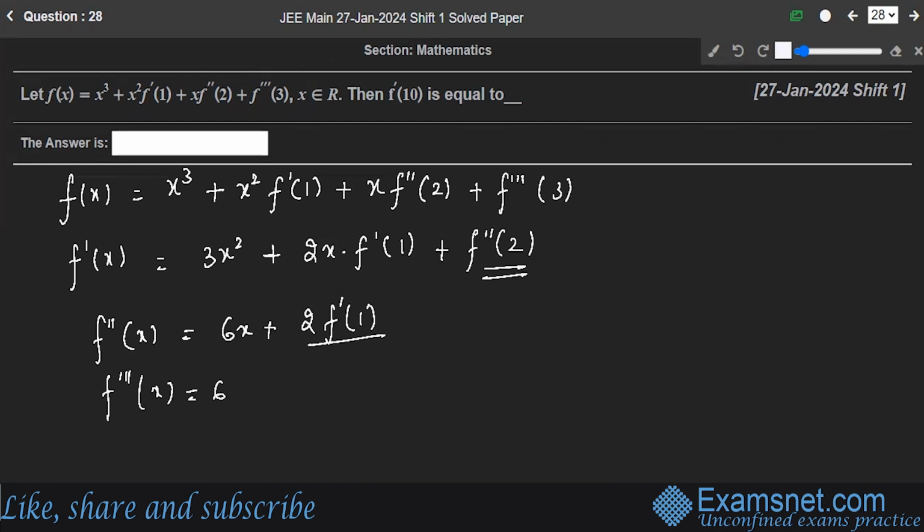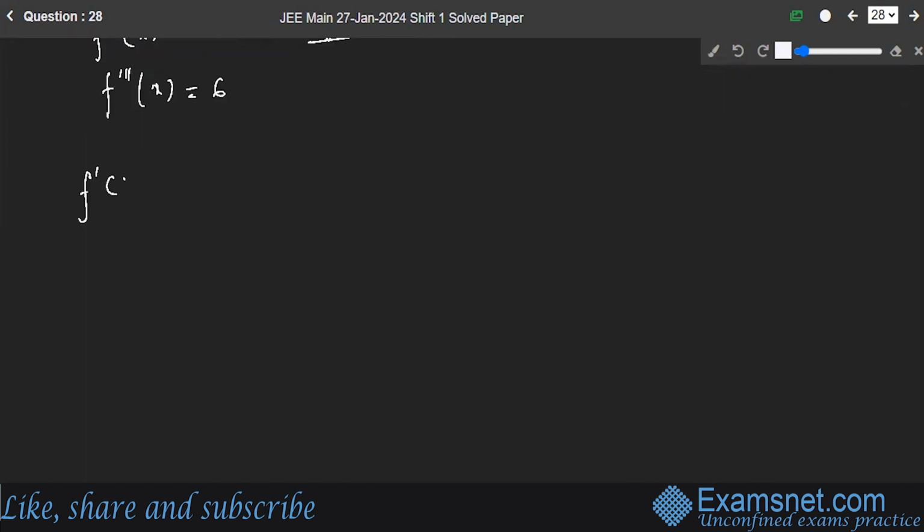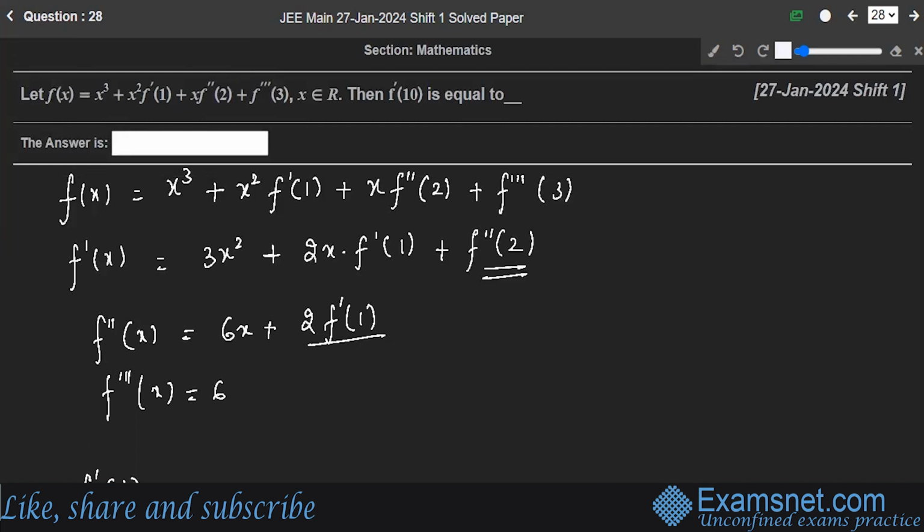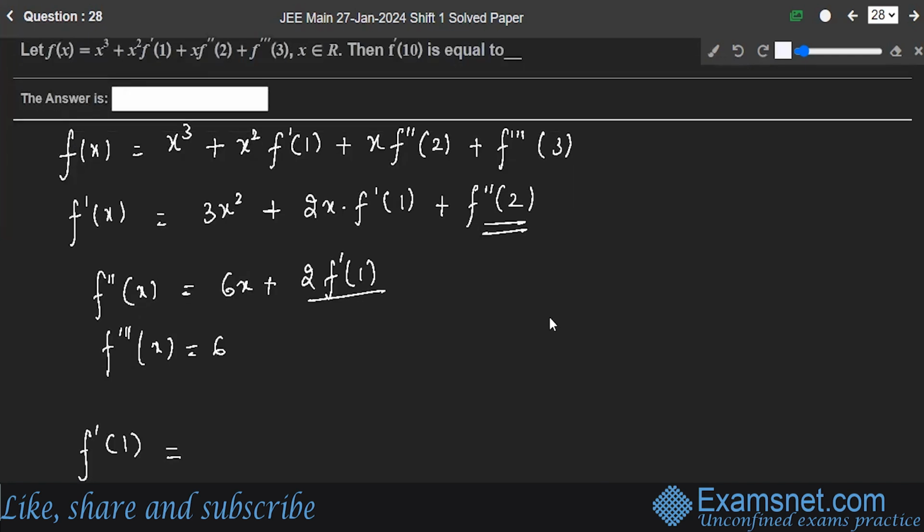Now, let's find out f dash 1. F dash 1 on solving, see, I have to solve f dash 1. What I'll do is, I already have this value. F dash x is equal to 6 is a constant. I'll fill in over here. And f dash 1, this is given by 3 into 1 square plus 2 into 1 into f dash 1 plus f double dash 2. Also, let's find out f double dash 2.